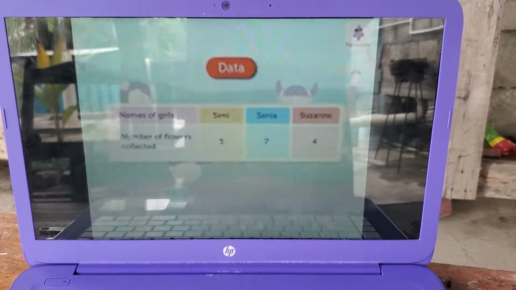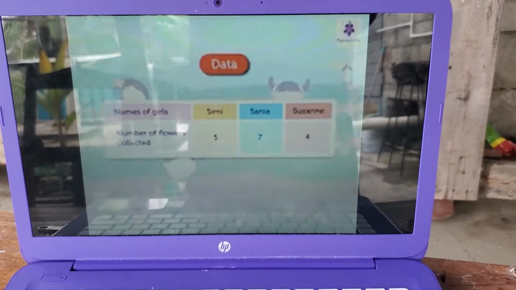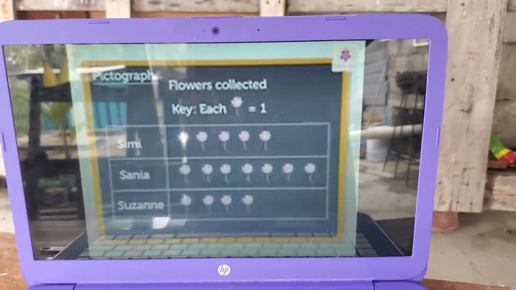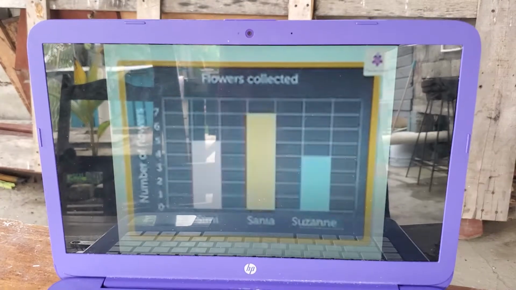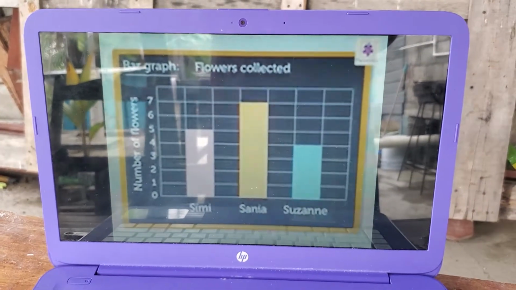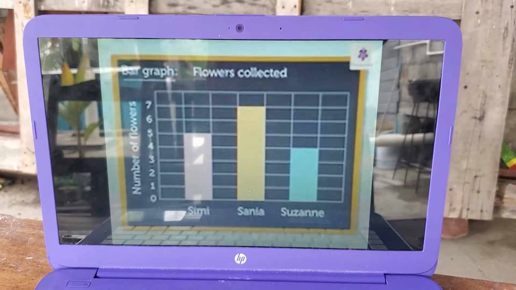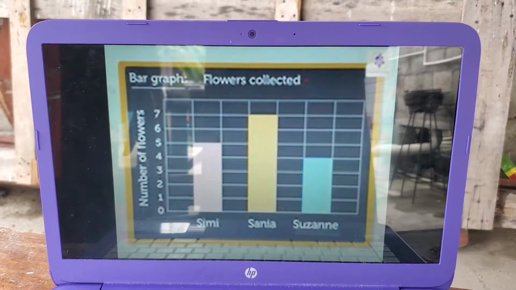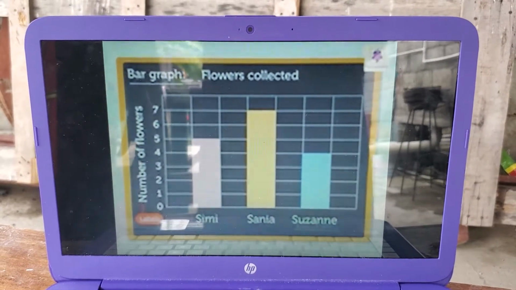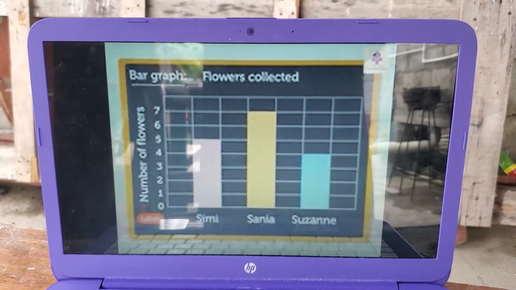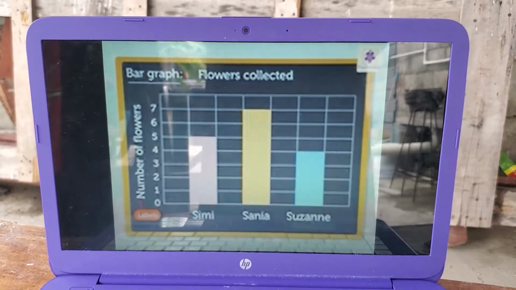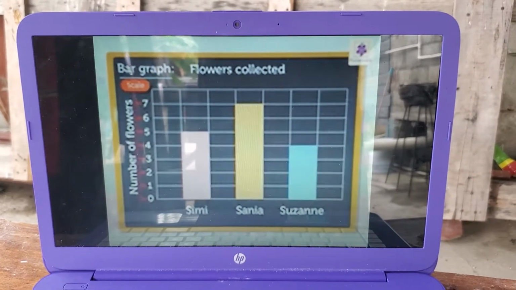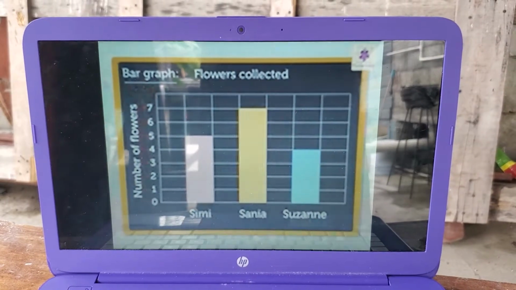Now, let's look at the data chart of the flowers collected. We have already represented this data using a pictograph. Now, another way of representing this data is through a bar graph. Every bar graph has 1. A title, which tells us what the bar graph is about. 2. Both side and the bottom of the graph have a label which tell us what kind of data is shown. 3. The scale tells us the number each block is equal to.